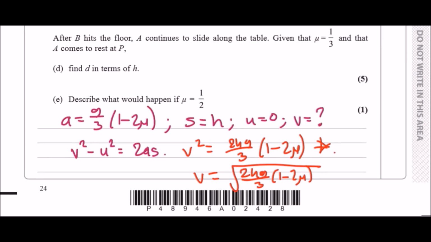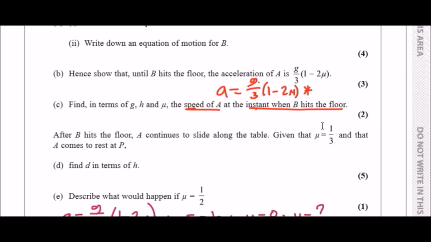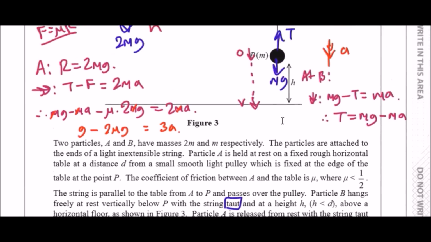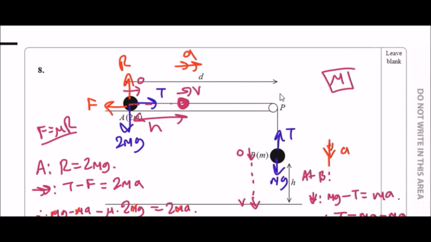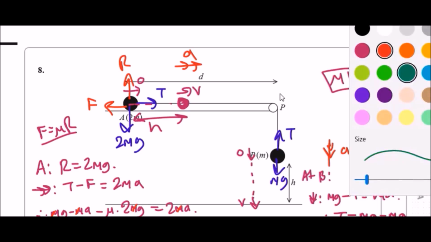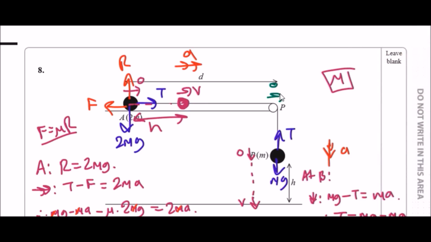Okay, let's finish this off now. So the final two parts. After particle B hits the floor, particle A continues to slide along the table. Now, given that mu equals a third and that A eventually comes to rest at the pulley, find D in terms of H. This actually gives us a lot of information. What we're trying to say is that A comes to rest at this pulley here, so this would be the final resting point. Let me change the color so it doesn't mix up the rest of the diagram. So here's the final resting point.